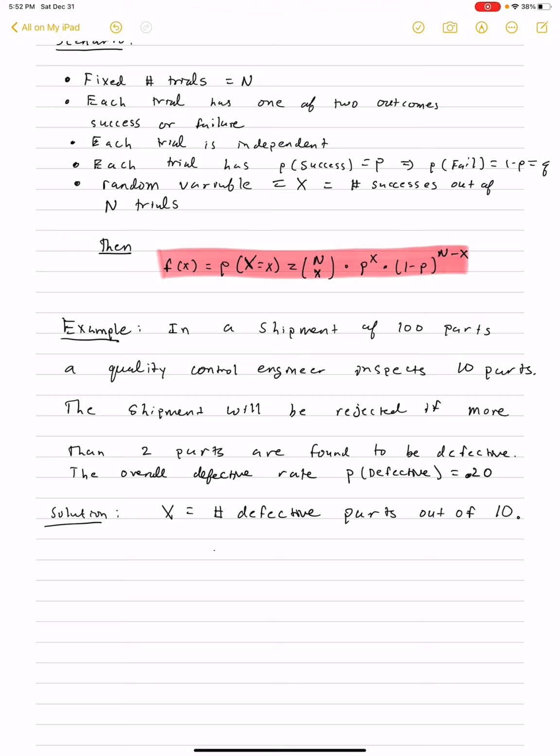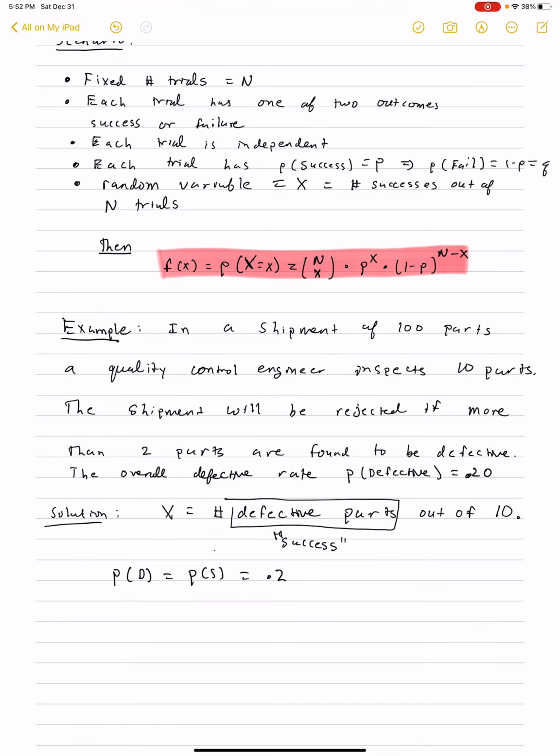X is the number of successes out of a fixed number of trials, 10 trials. Now what I'm calling success is being a defective part. This is what we call success. So success is relative, okay? It doesn't always have to be a positive thing, but it's what corresponds to the random variable x, and that's very important. So we already know probability of defective is probability of success, and that's 0.2.